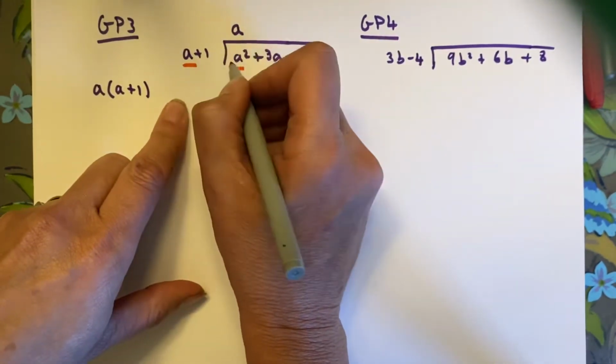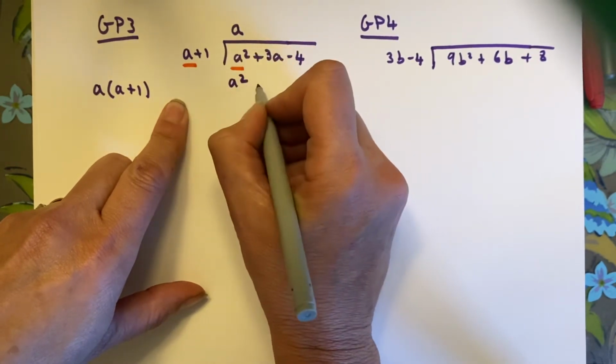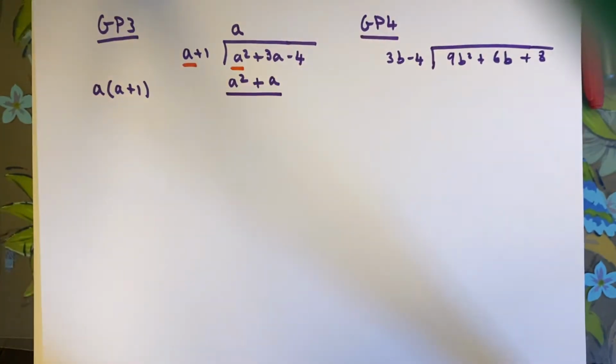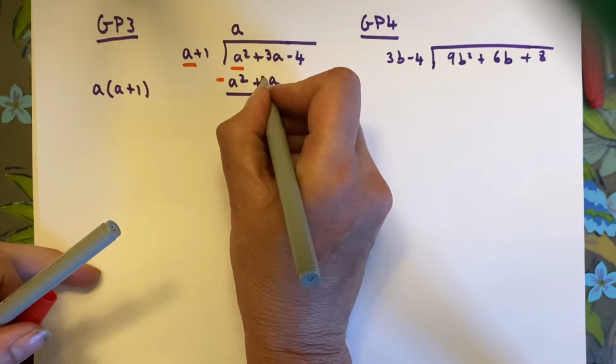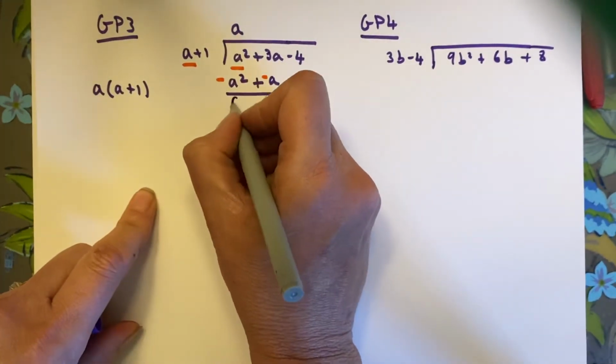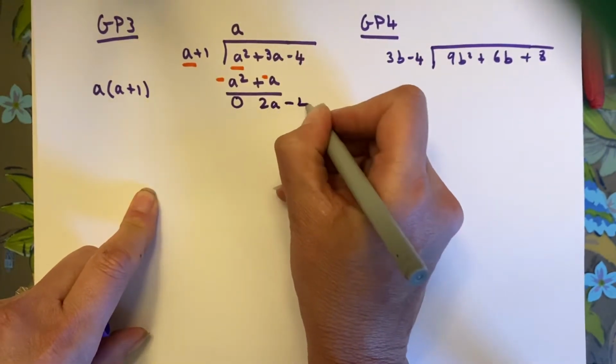And so a times a plus 1, a times a is a squared, and a times 1 is a. I'm subtracting them, which means, again, you've got to make sure that you change your signs. A squared minus a squared is 0. 3a minus a is 2a. I'm bringing down the 4.